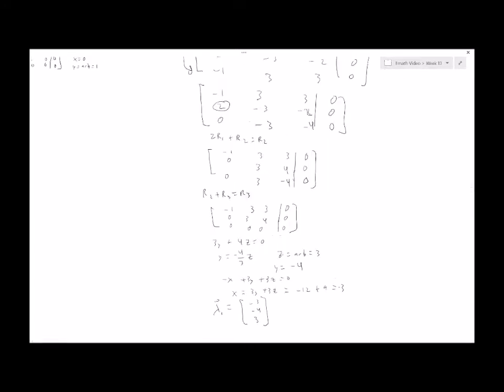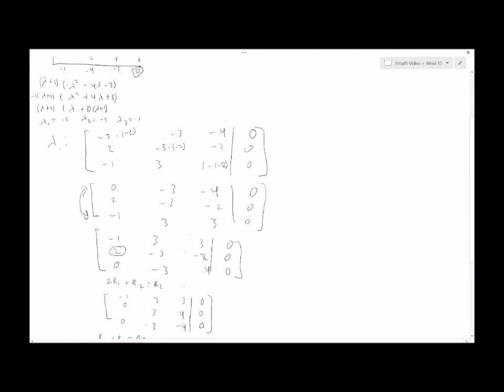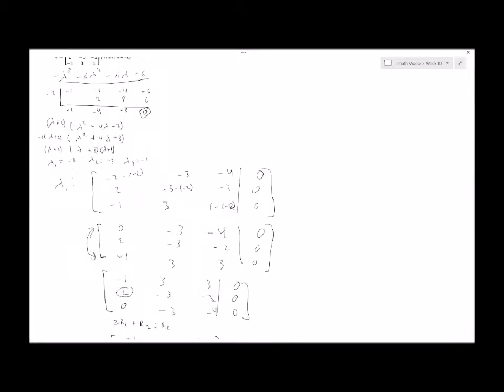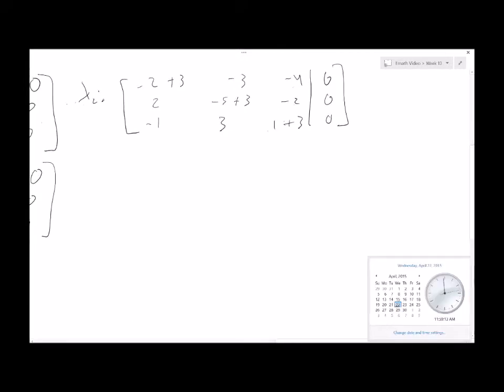Let me do one more just so y'all get the hang of it a little better. Let's plug in eigenvalue 2. It's going to be -2 plus 3, -3, -4, 0, 2, -5 plus 3. And it's plus because it's a minus and negative. Alright. Now we can start solving the system. What the heck is going on with you, computer? Stop being silly.